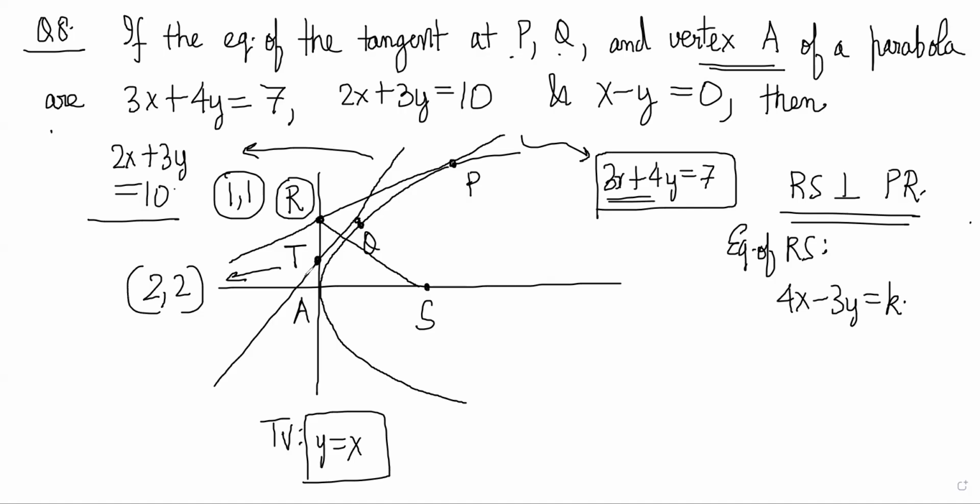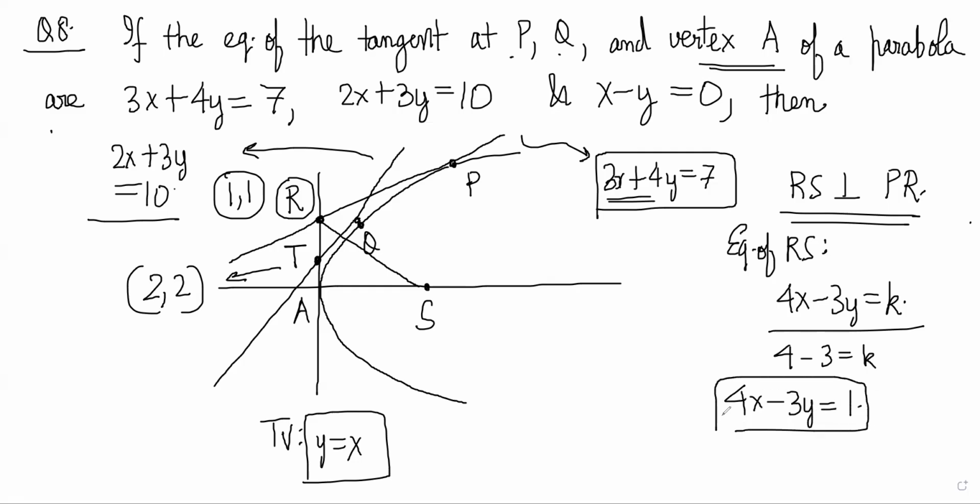But we know that the equation of RS is this, and since it passes through (1, 1), it should be 4 minus 3 is equal to k. So the equation of RS should be 4x minus 3y is equal to 1, right? That is my equation of RS.